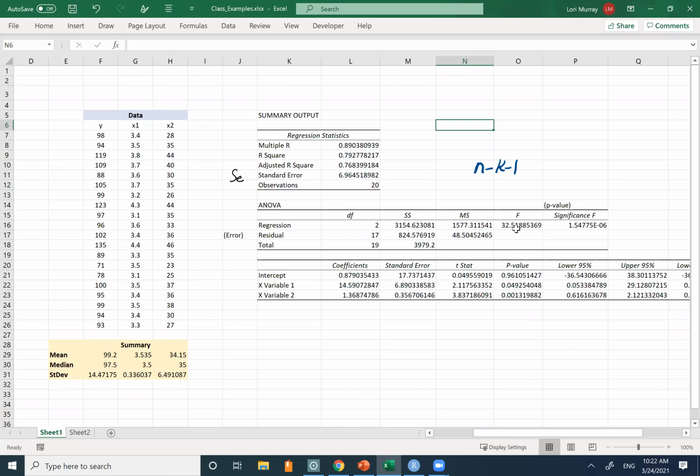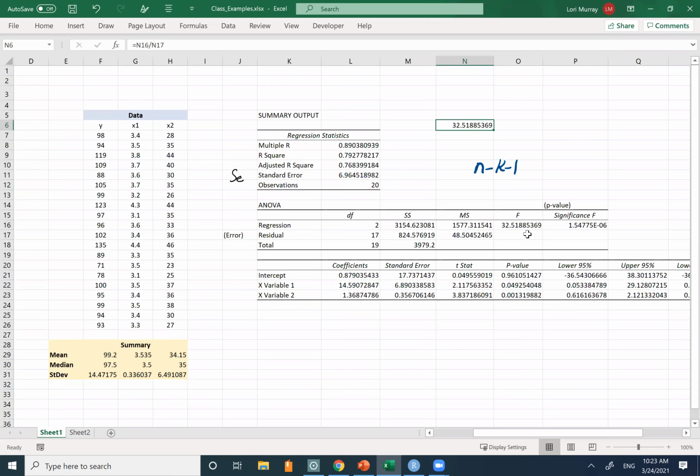Likewise, we can get the F value. Let's check and see the F value. It's good to know where these formulas are coming from. That's why it's good to work in Excel to see how this works. If I take the mean square for the regression, that cell, and divide by the mean square error, I should get the observed F. And that's what it is. 32.52.